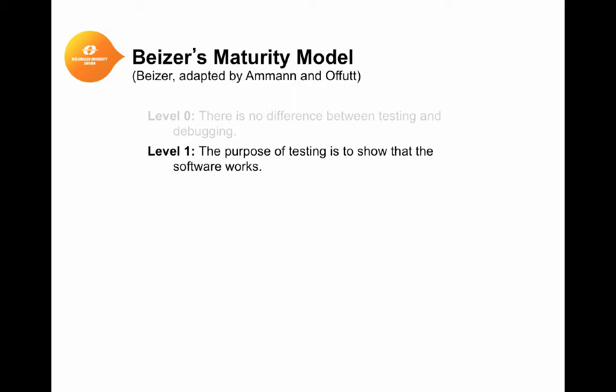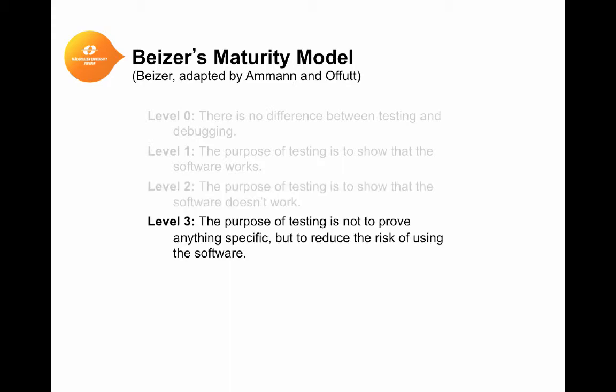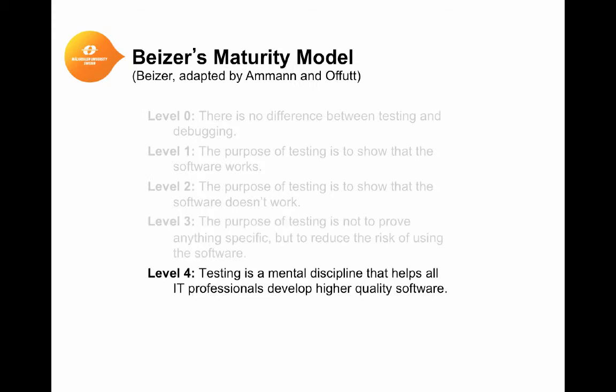Continuing to level 2, it says that the purpose of testing is to see that it doesn't work, in contrast to level 1, where we want to show that it works. So this is less of a confirmatory activity, more trying to show that there are bugs in the software. Level 3 states that the purpose of testing is not to prove anything specific, but to reduce the risk of using software. And level 4, which is the highest level, states that testing is a mental discipline that helps all IT professionals to develop high-quality software.